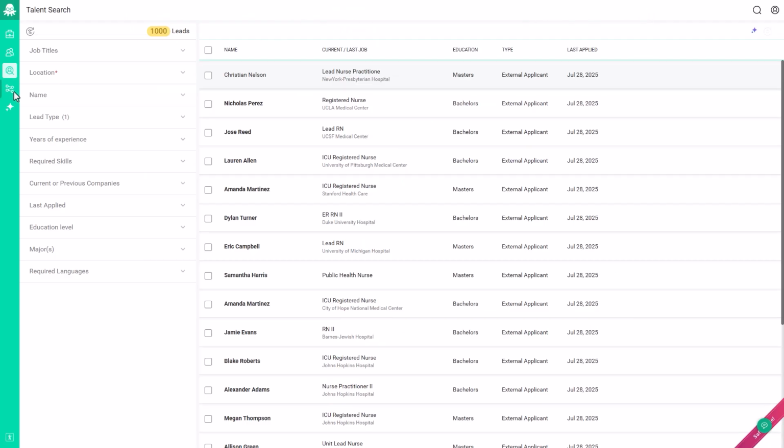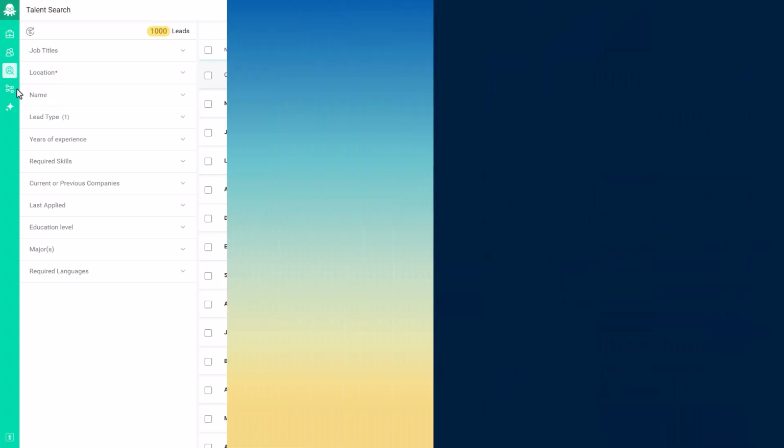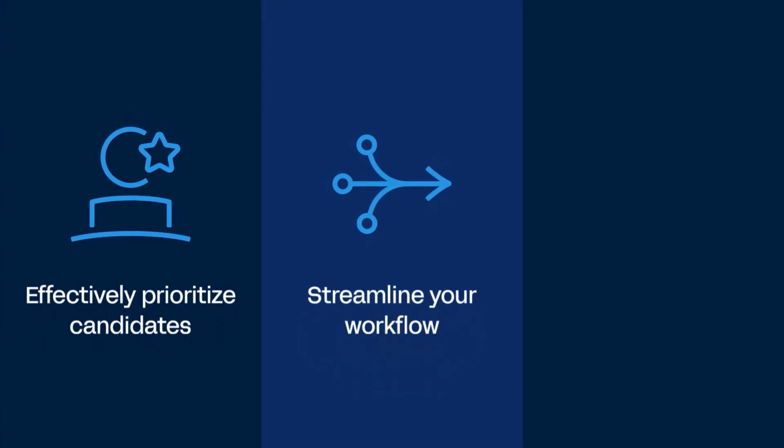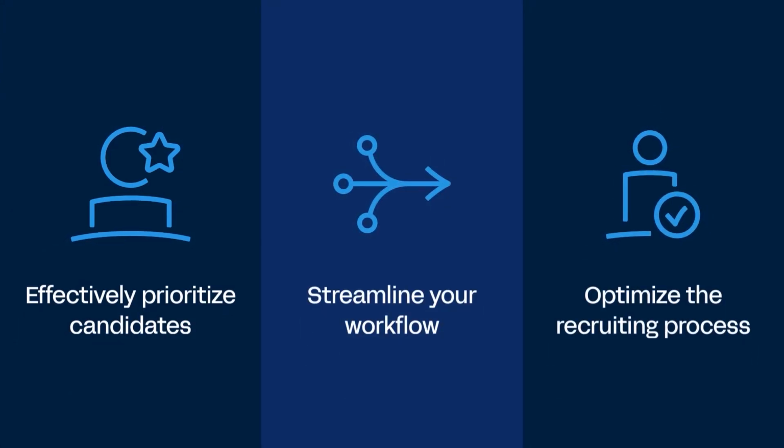Although this video won't cover it in detail, the report icon allows admins to view the HiredScore self-service reporting feature. This provides access to your organization's data and visibility into HiredScore license usage on both the high level and per user. Now that you've explored the HiredScore interface and its features, you're ready to effectively prioritize candidates, streamline your workflow, and optimize the recruiting process.